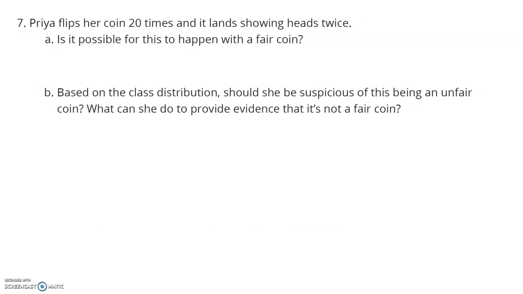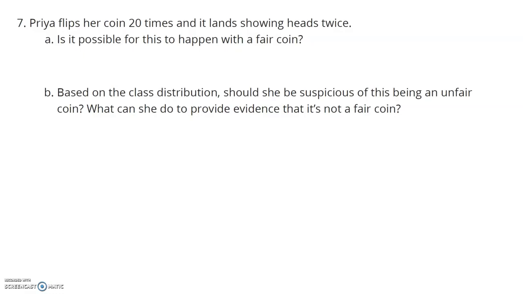Now, this is where the probability and the reasoning comes in, and this is the portion of the lesson that is the objective, to answer this question. So I don't know how to pronounce that name. Is it Priya? However you want to pronounce it. Priya flips a coin 20 times and it lands showing heads twice. So is it possible for this to happen with a fair coin?